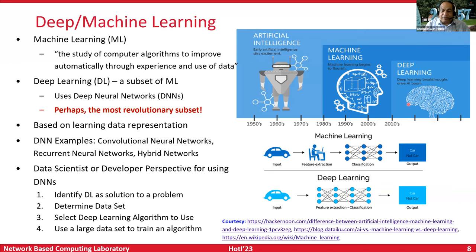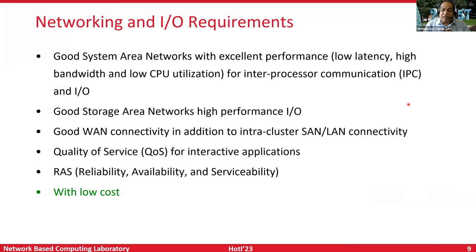So we'll keep that very broad view. And then if you are an architect from a networking point of view or an IO point of view, if I ask you to write down the requirements, your list may look like this. So that means first we'll start with good system area networks with excellent performance.